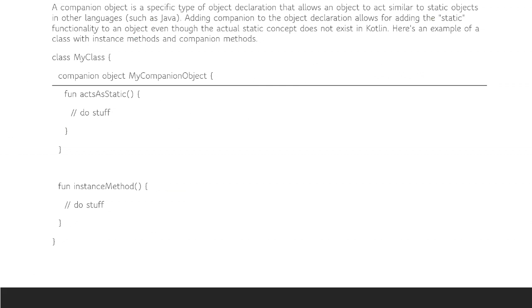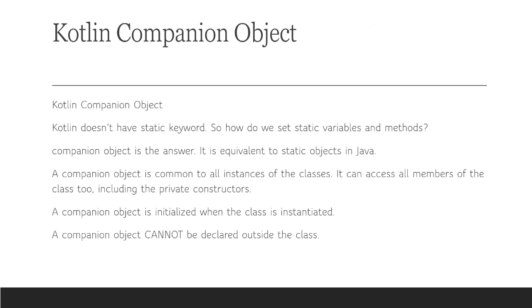So we can say that a companion object is a specific type of object declaration that allows an object to act like static objects in other languages, as we have done. So adding a companion object to the class allows static functionality for an object, even though there is no actual static concept. So here we can say that our object is a companion object, and then we can call those methods. In Kotlin, the companion object, we can say one more time, doesn't have a static keyword.